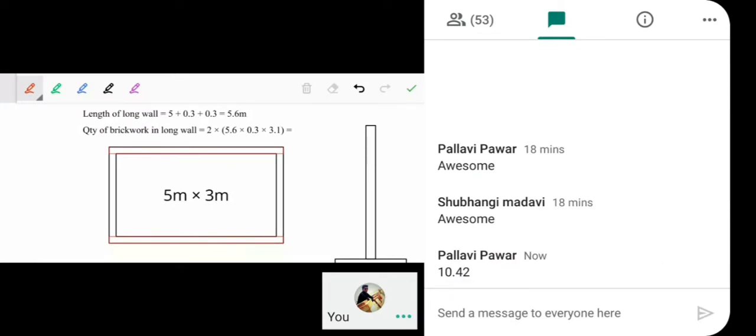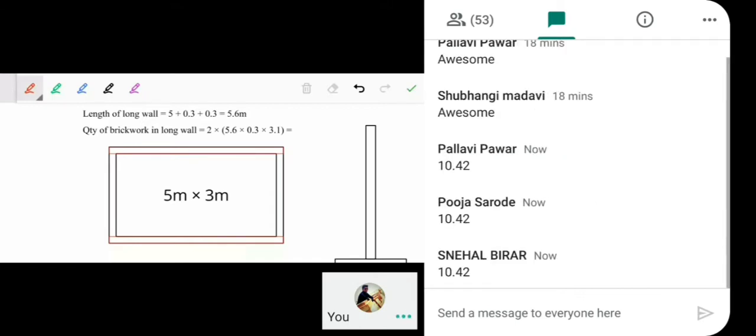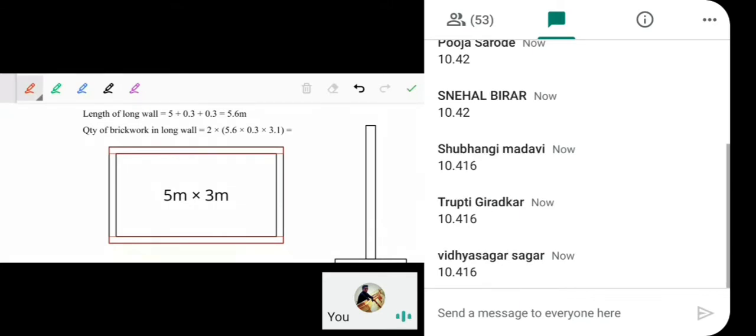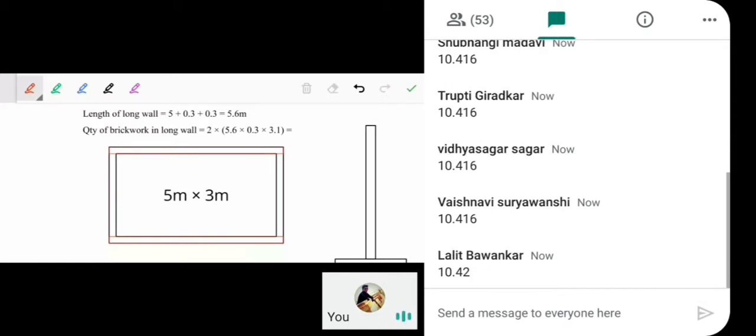So the quantity of the brickwork in long wall equals the number of long walls multiplied by the length of the long wall multiplied by the width of the item multiplied by the height of that particular item. That will give us the quantity in meter cube. The quantity comes to 10.42 meter cube, or 10.416 meter cube.